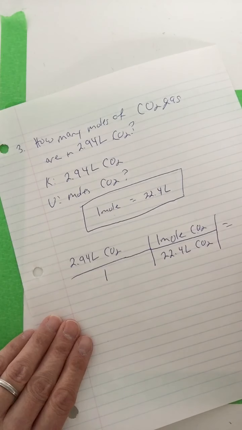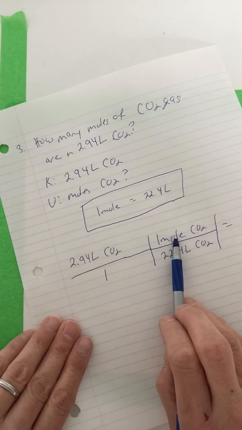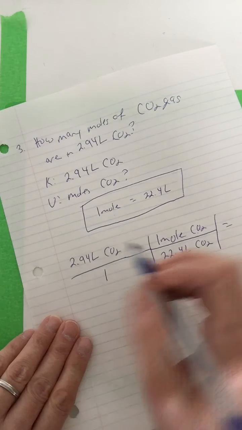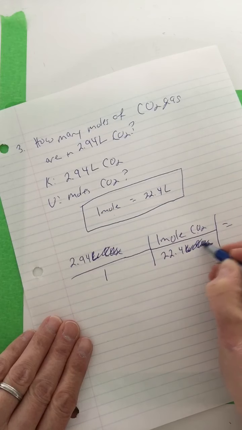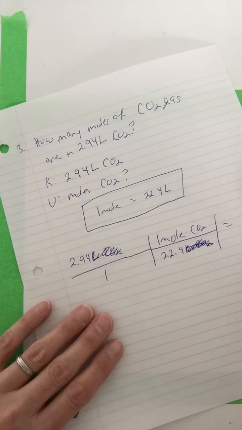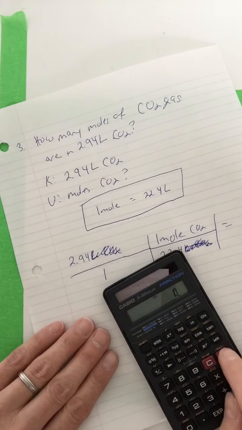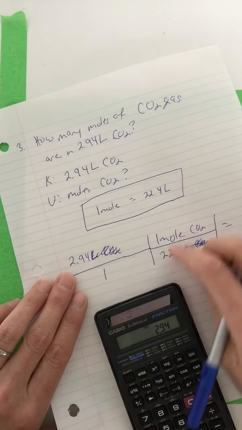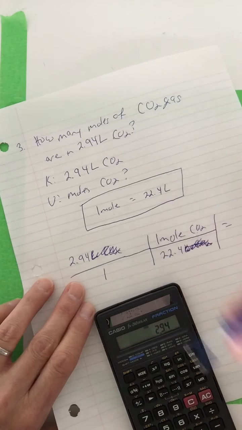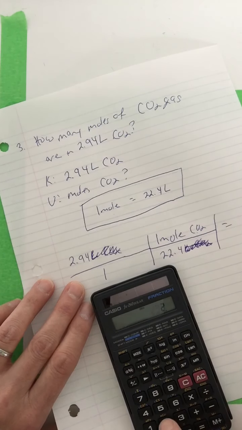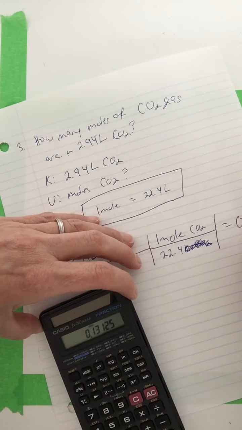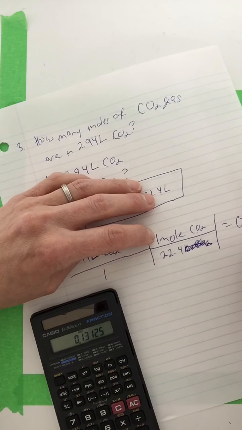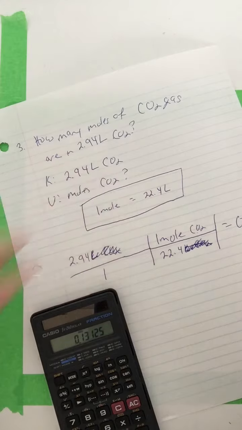All right, I only had to build 1 bunk this time because I've gotten to the unit I want. Moles of CO2. Well, it's here, moles of CO2. So I have liters of CO2 on the top, liters of CO2 on the bottom. I get to cancel those units. Now I just have to do easy math. This one wasn't too bad at all. So I'm going to go 2.94 times 1, which I'm not going to do, divided by 1, which I'm not going to do, and divided by 22.4. It's going to give me 0.131. What's the unit that's left? Moles of CO2.